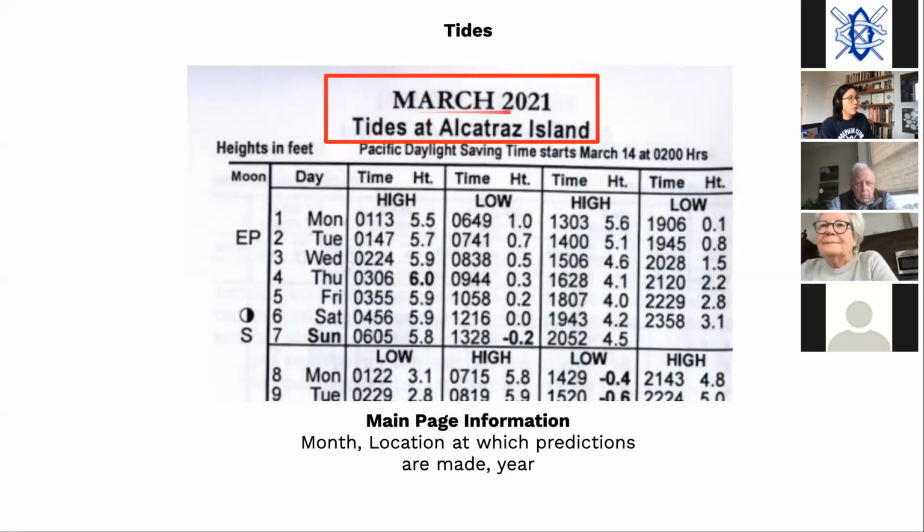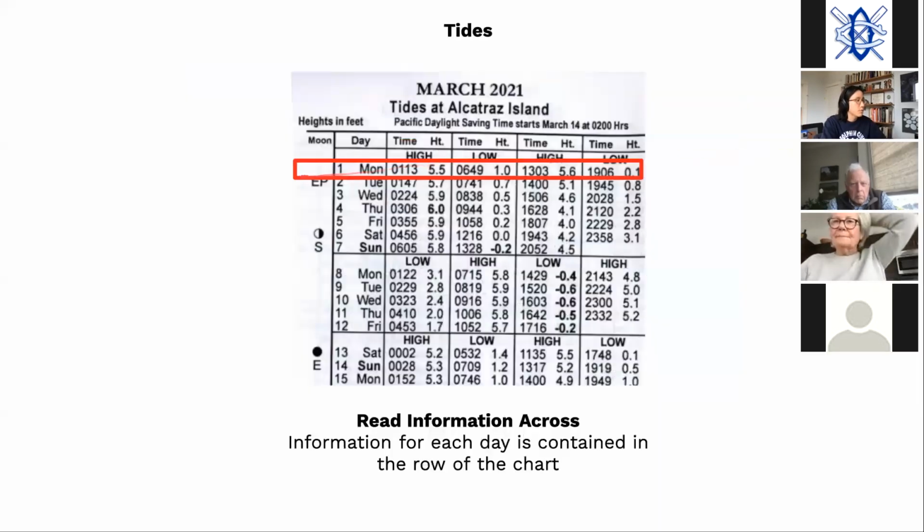At the top of the page, you have the month and the year, and where this information is taken from. What point in the bay is it taken from? And that's important to know. I'll talk later about how tide events happen at different times across the bay. But for now, note that if we want to know what's happening at the water closest to the club, you want to look at the tides at Alcatraz Island. Moving down, the information is written across for each day.